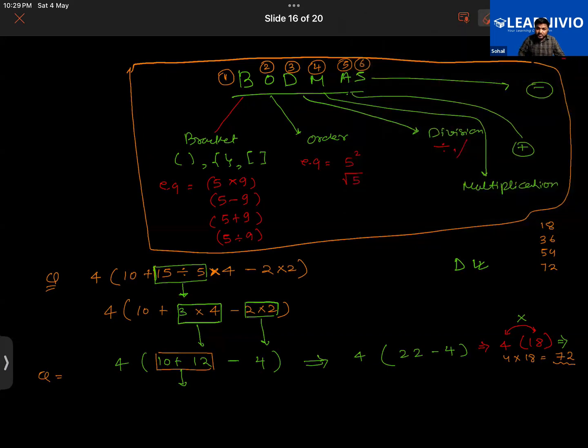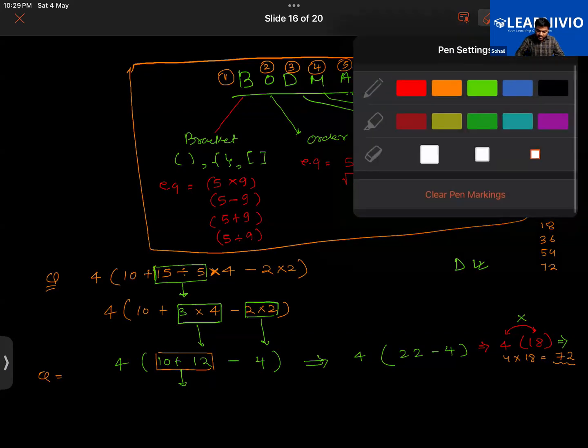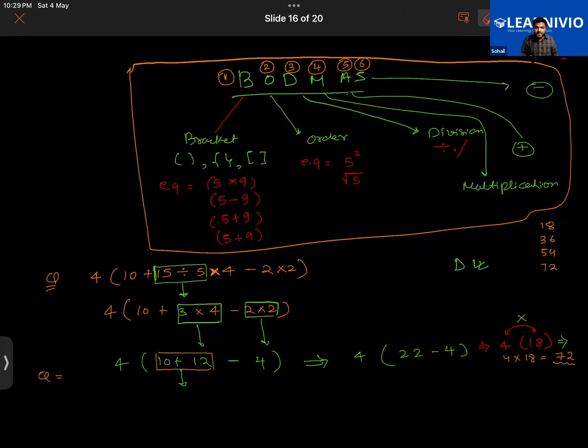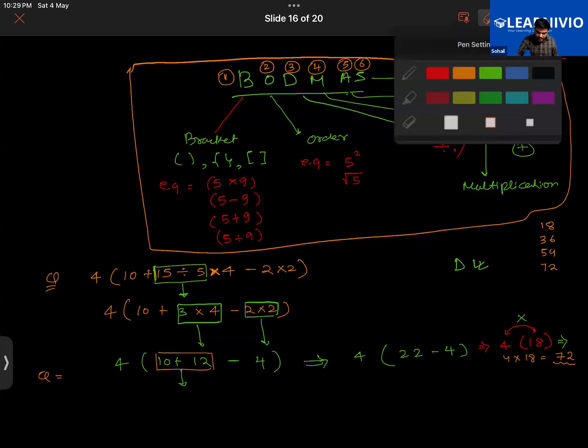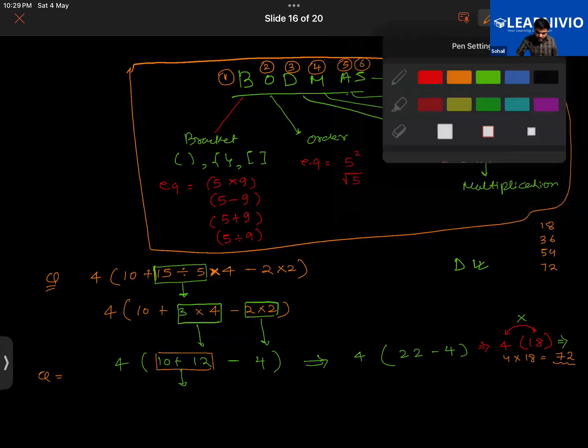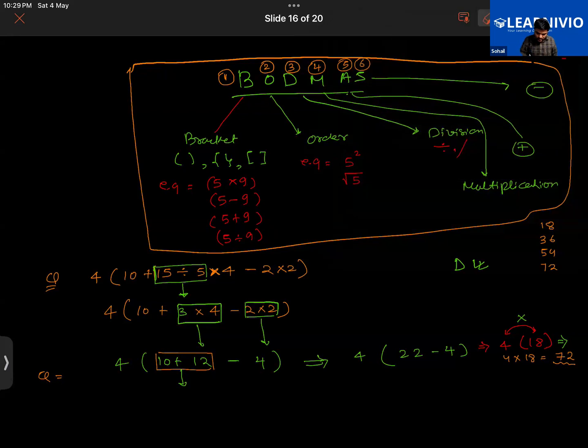Shall I erase the question? The question which we were discussing, I'm erasing it. Okay, just write the theory part. It's not working, just 1 minute. I'm writing the question over here.